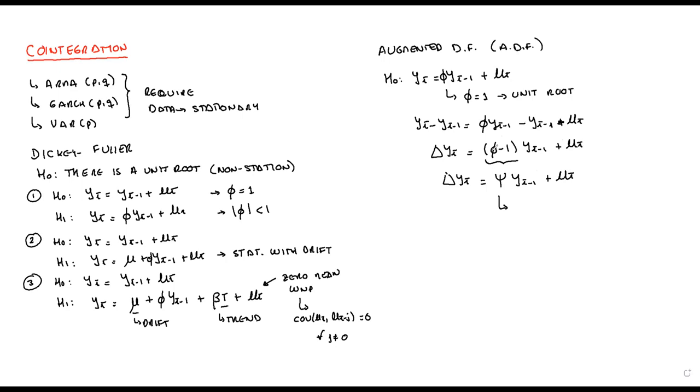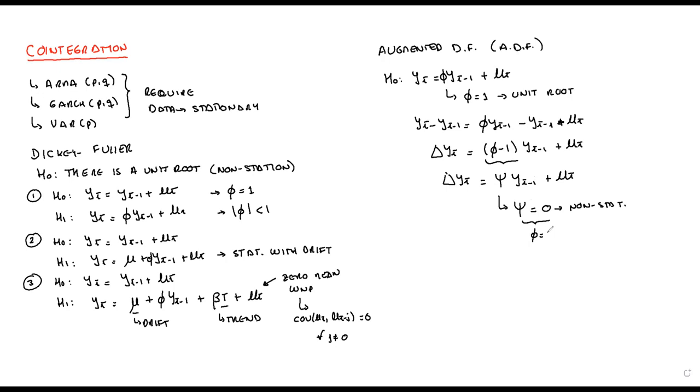So my null hypothesis here is simply going to be that this one here is zero. So the traditional null hypothesis of significance. Okay, so we take the first difference of yt, and we try to check what is the relationship with yt minus one. If we check that this psi equals zero, this implies that it's non-stationary.